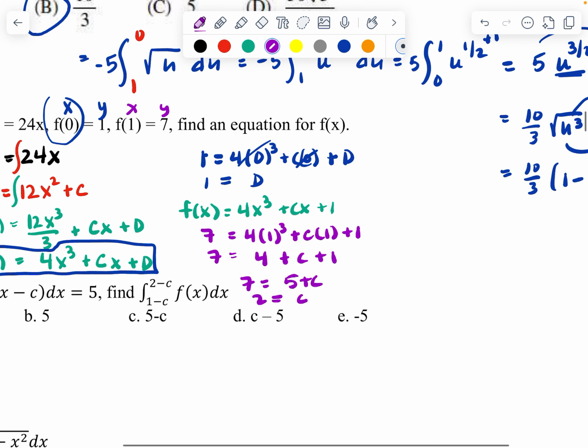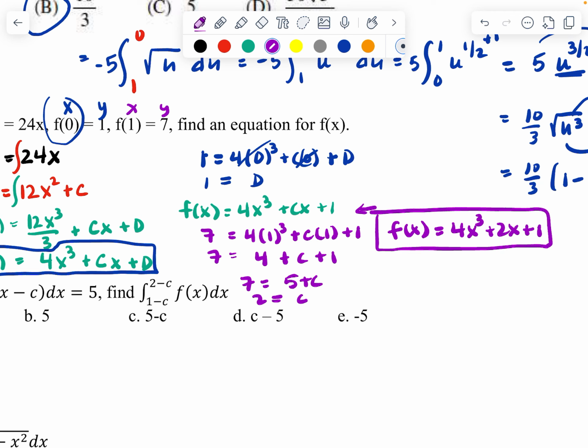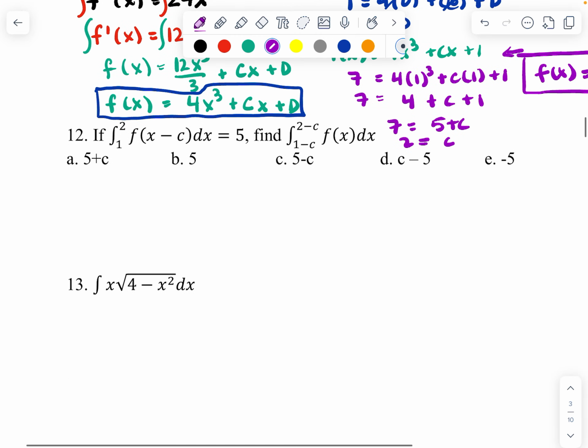So replacing the c value here with 2, I'm going to get that f of x is 4x cubed plus 2x plus 1. Okay, so that came out a lot better. Sorry about that. All right, let's do number 12.